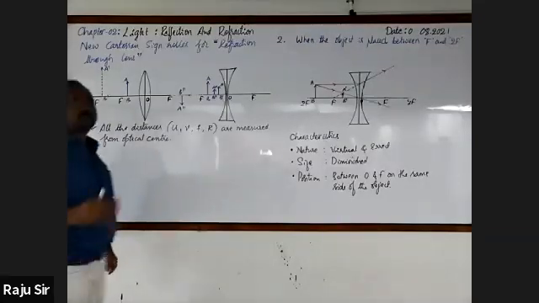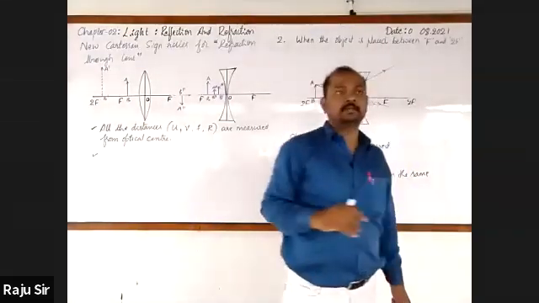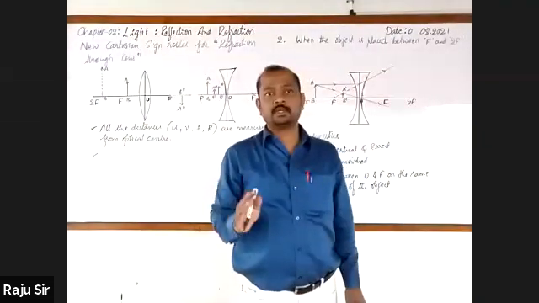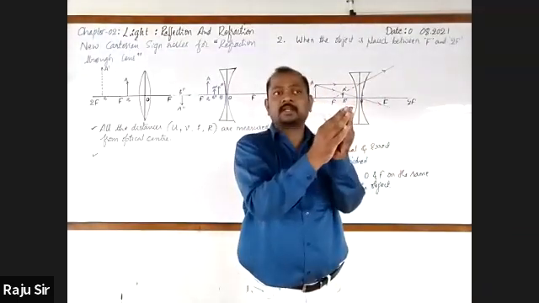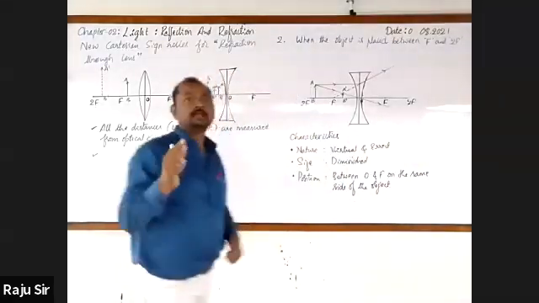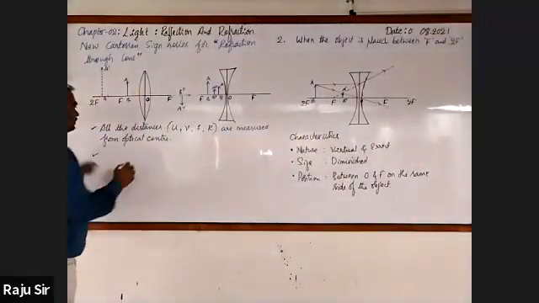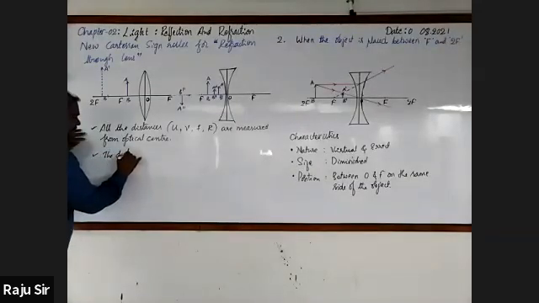Here also, the distances that are measured along the direction of light, positive or negative? Positive. The distances that are measured in the direction opposite to the light, they are negative. Right.